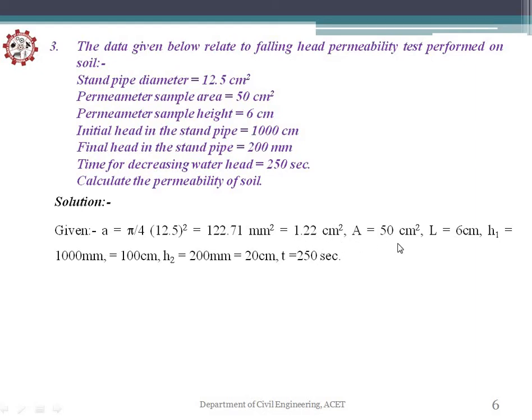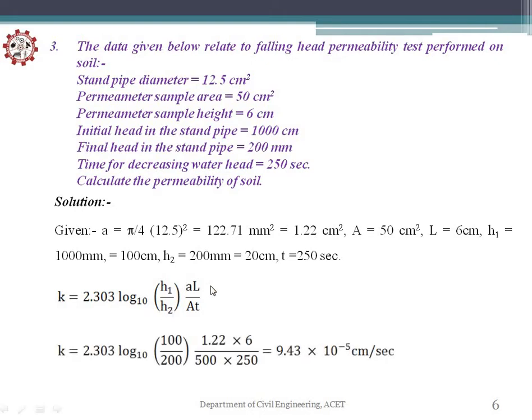Area 50 centimeter square, length 6, H1 1000 mm, that is 100 centimeter, H2 200 mm, 20 centimeter, and T equals 250 seconds. So K for falling head permeability test is 2.303 log to the base 10 H1 upon H2, AL upon AT. So substituting all values, you are getting permeability as 9.43 into 10 raised to minus 4 centimeter per second.